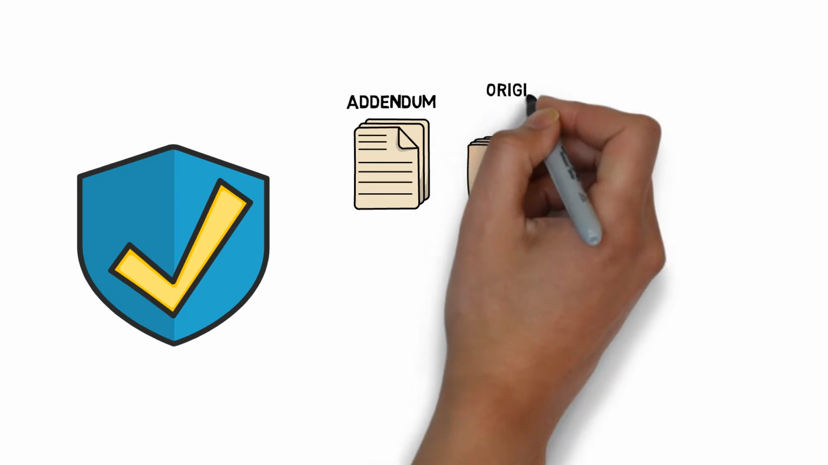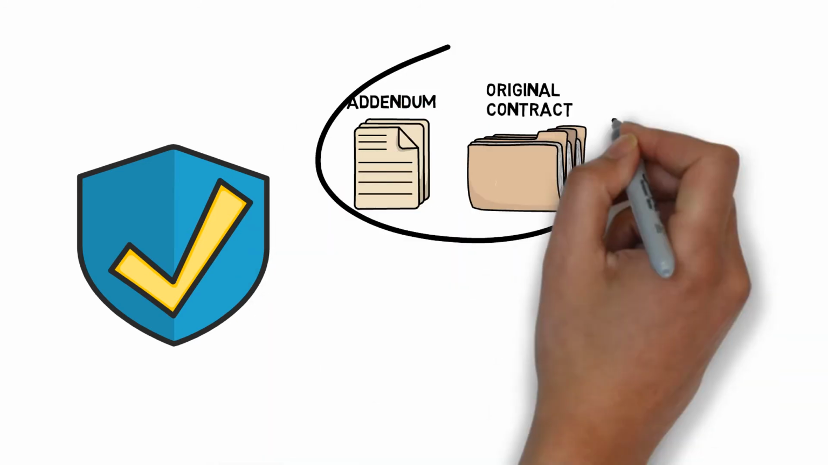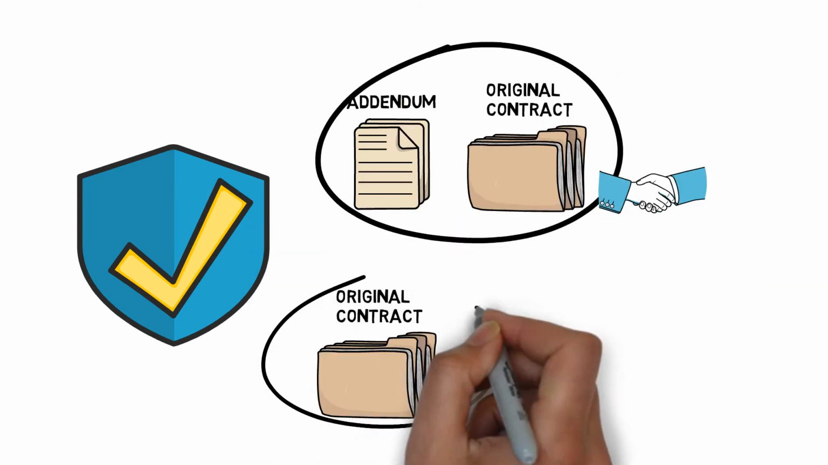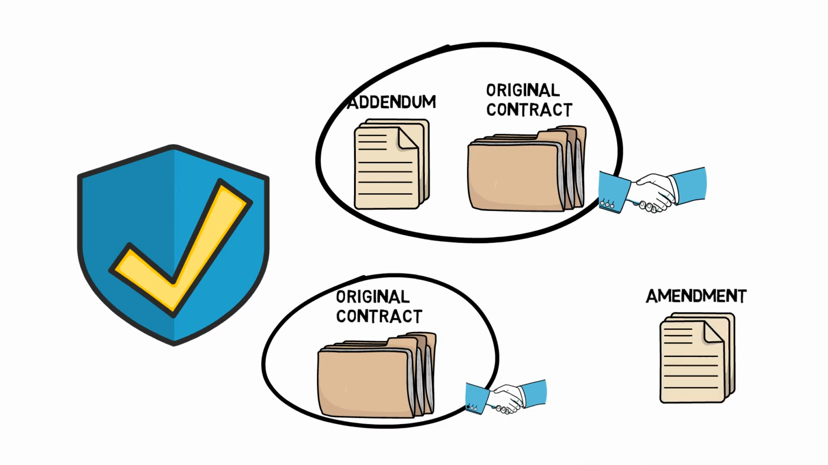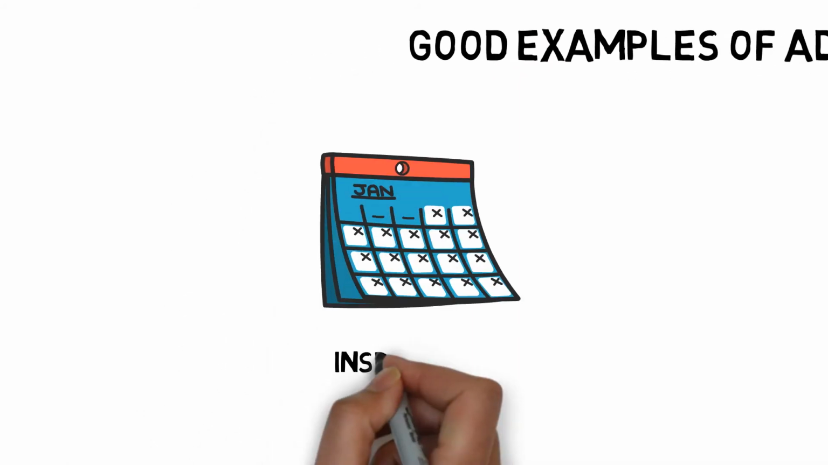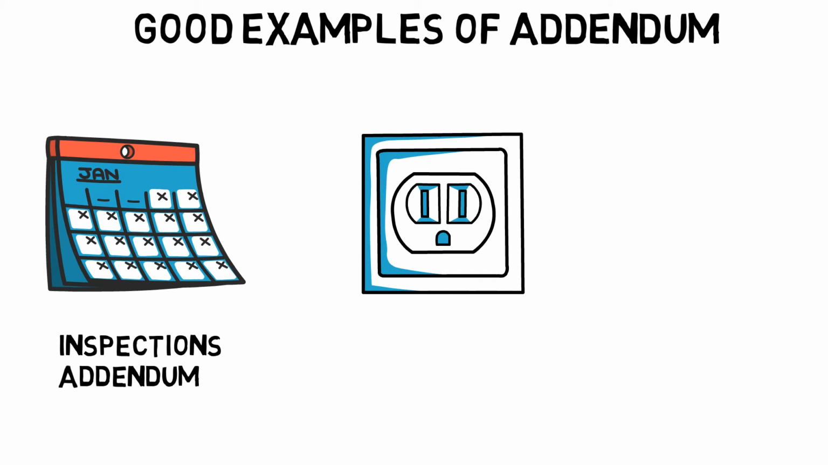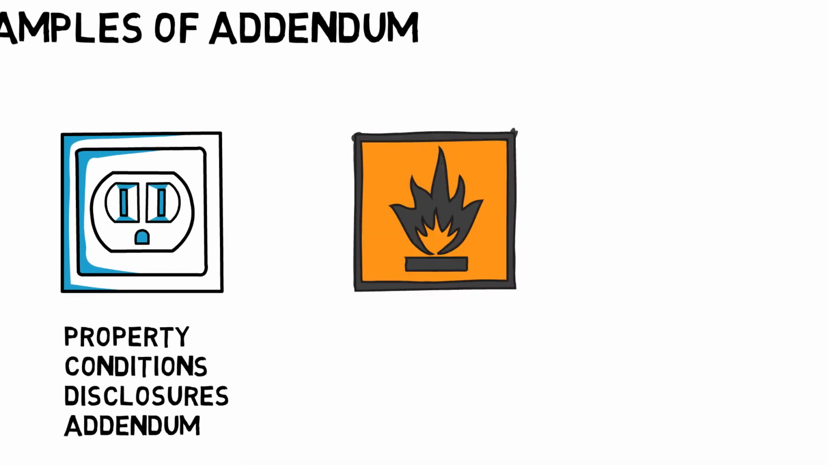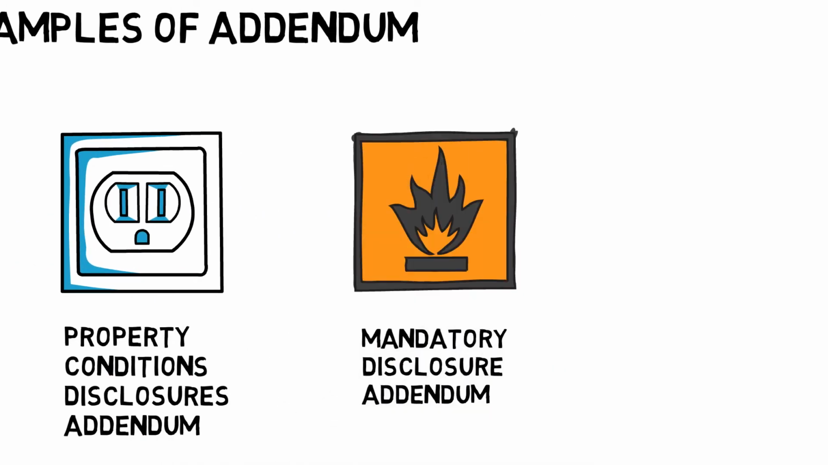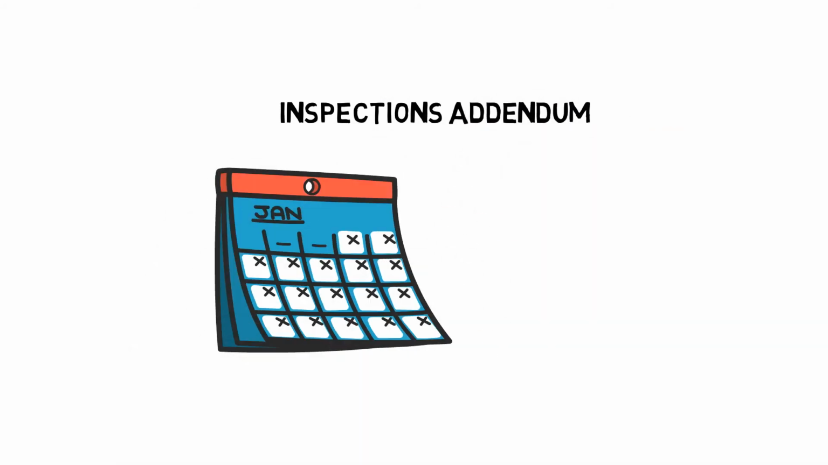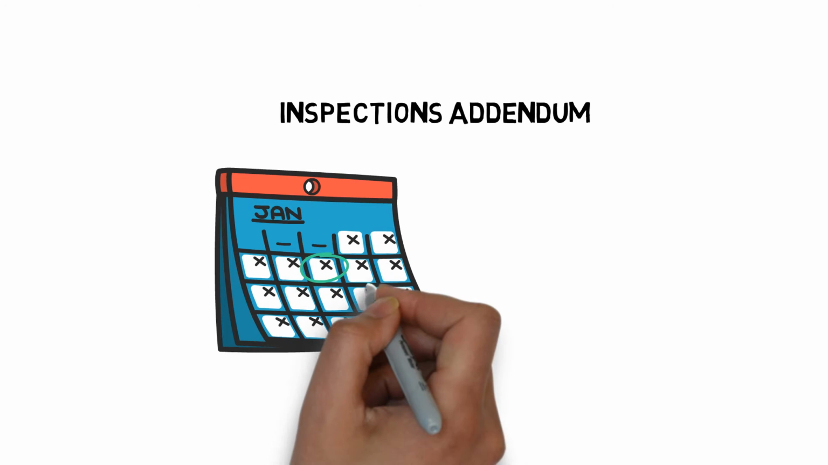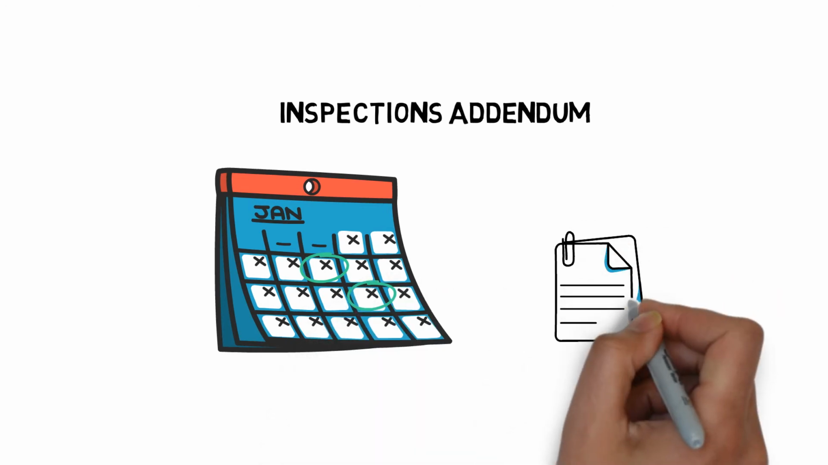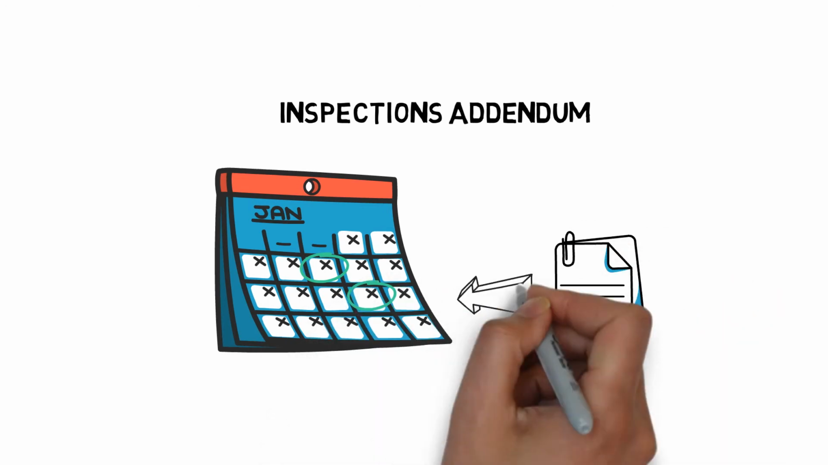As a part of the contract, the addendum must be signed along with the original contract. An amendment can be signed after the original contract is signed. Some good examples of addendum include inspections addendum, property conditions disclosures addendum, or mandatory disclosure addendum. Any modifications of property inspections, from the extension of delivery of the inspection report, to any changes in details for the inspection, can be added to the addendum.